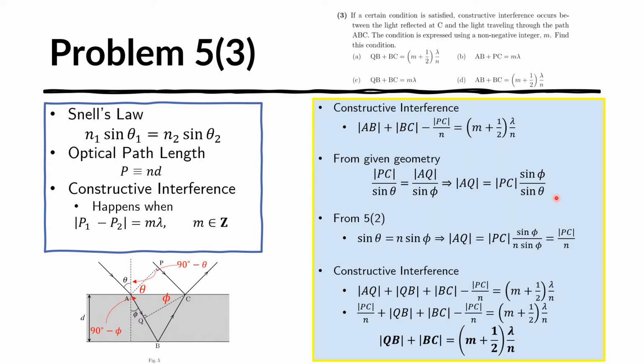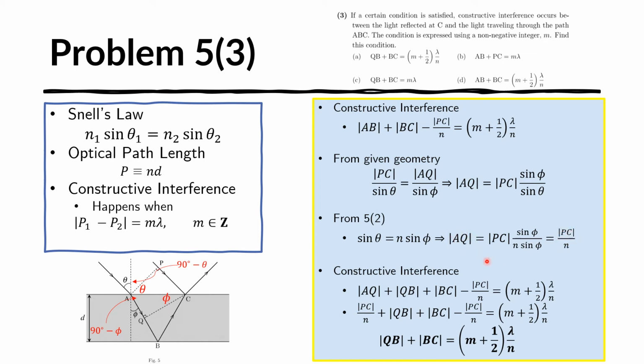Furthermore, we know the relationship between theta and phi, that is from problem 5.2. And so we use that relationship. This is the relationship from 5-2. Now, we replace theta, or rather sine of theta, with this, and that is what we did here. And so, we see that this length is equal to this length.